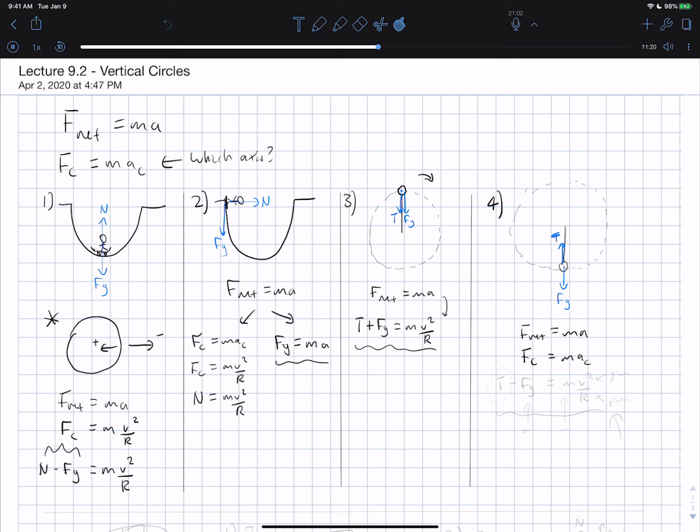If we add them together, well, the tension is pointing towards the center of the circle, so that's positive. The force of gravity is pointing away from the center of the circle, so that is negative. And so we add them together, so that becomes tension minus the force of gravity is equal to mv squared over r. And this would be our expression for number 4.